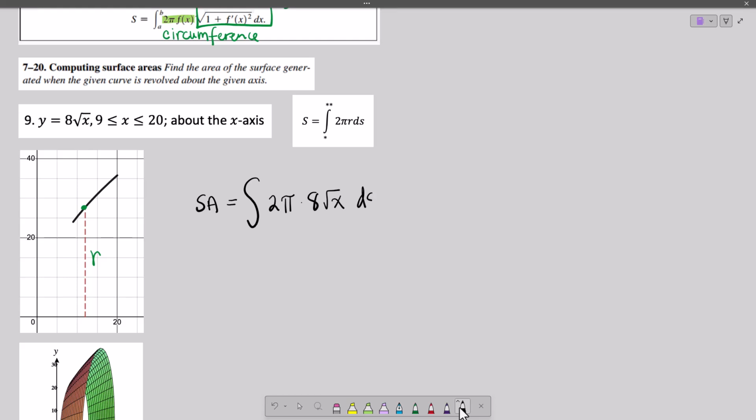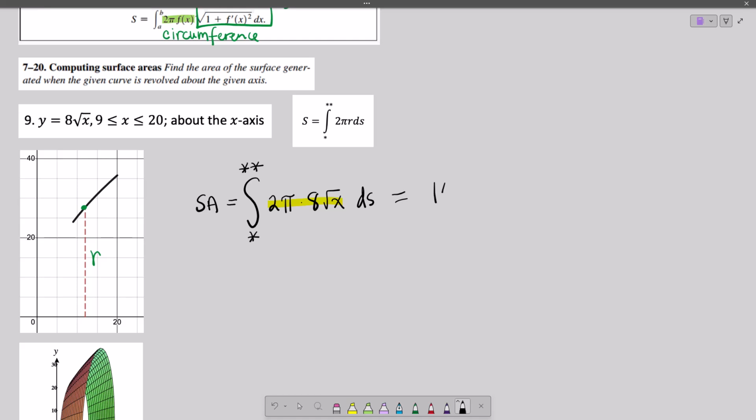And I'm not going to put in the ds, I'm not going to replace the ds yet. I want to focus on the circumference. So that right there is the circumference. So 2 pi r, that's the circumference. And then we have the ds, which we just did in the last section. That's arc length. So let's just write down the setup for this, and then we will be good.